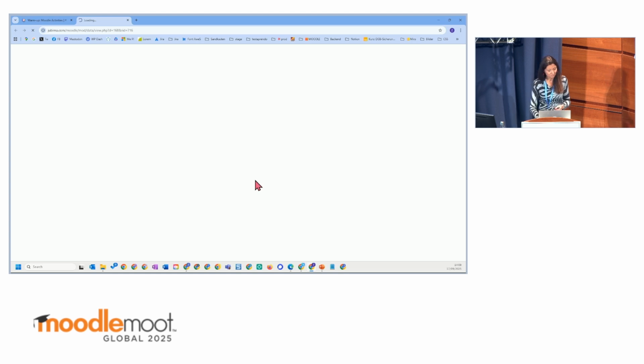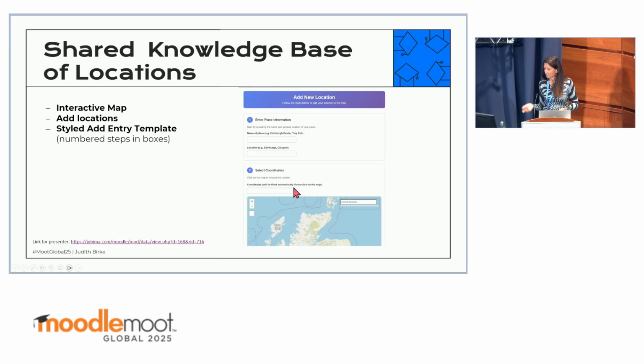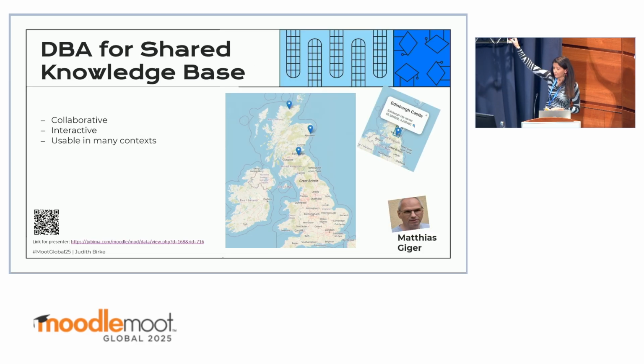There should be an interactive map coming up where you enter a name of the location that you would like to share, add some text to it, and then the result will be all the locations that you've entered, this will be the list view, right? This is a template by Matthias Giger, a colleague from Switzerland, and this is, I think, a fantastic use of the database activity. Let's see if it has loaded in the meantime.